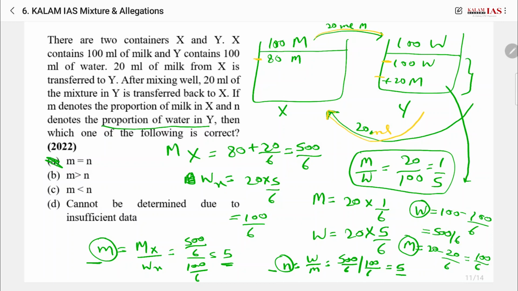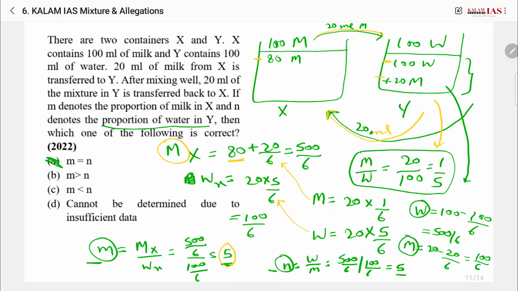Since the water and milk are in the ratio 1:5 in this case, milk that is being removed in this 20 ml will be 20/6 because it is 1/6, and water removed will be 20 into 5/6 because it is again ratio 5:6. Now coming to X, milk in X will become 80, which is already present, plus 20/6, which is coming from here, and water in X will be this 20 into 5/6, and small m is the ratio of milk to water in X container, which comes out to be 5.